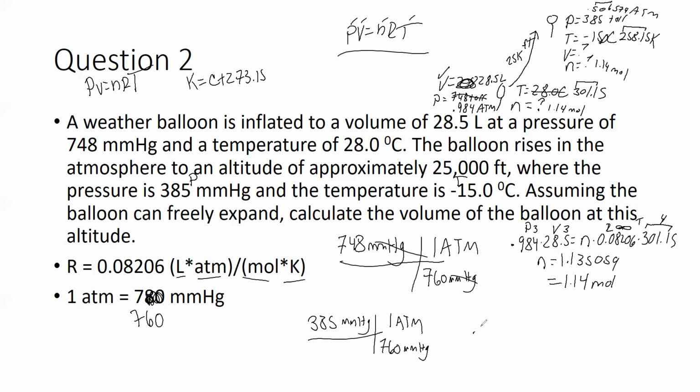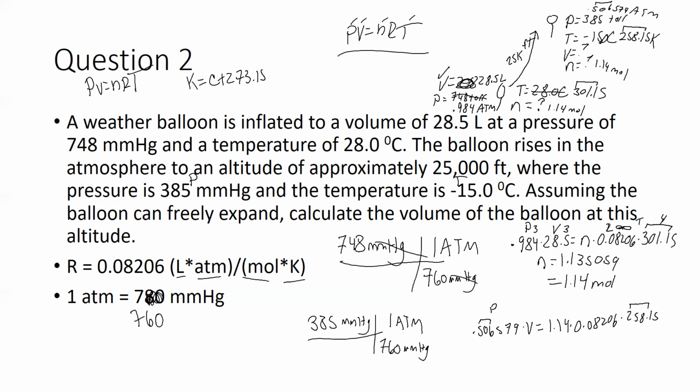So 0.506579. These 3 are significant. That is my pressure. Volume, don't know, trying to solve that. And 1.14 n, R is 0.08206, T is 258.15. These are significant. So my final answer will only have 3 sig figs.